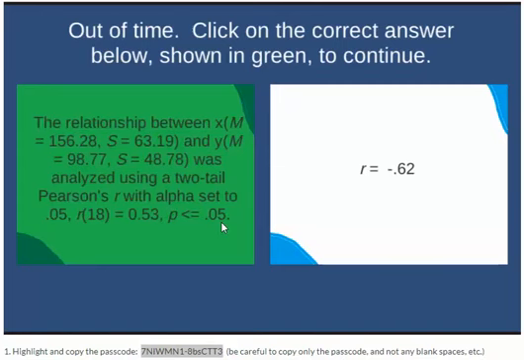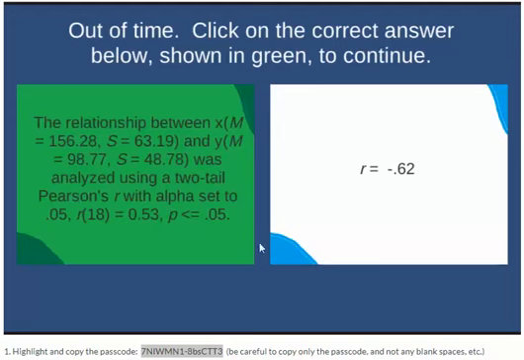For the purpose of this task, we're interested in pulling out a specific piece of information, and that is, what is the value of Pearson's R? And so the value of Pearson's R is 0.53, and we're going to compare that to the negative 0.62, and whichever one is closest to 0, indicating a weak correlation, that's the card we're going to click on. So 0.53 is closer to 0, it's a weaker correlation, I'll click on it.